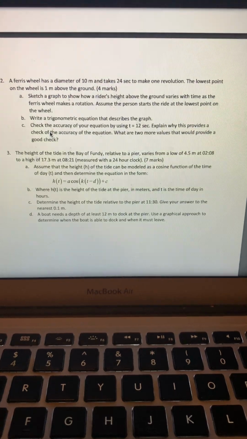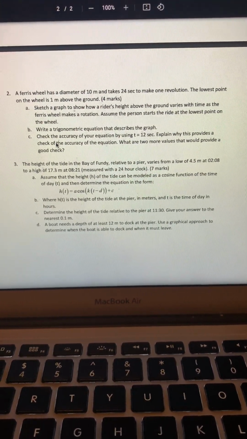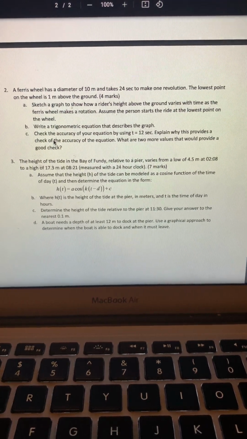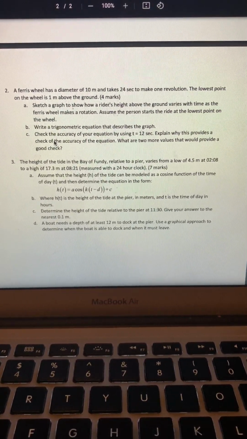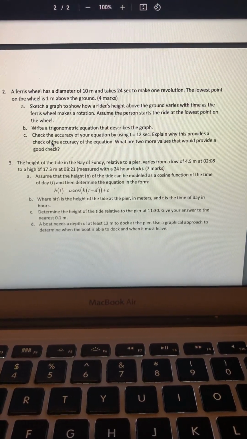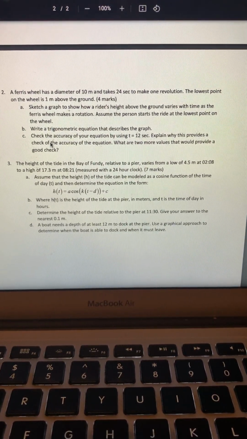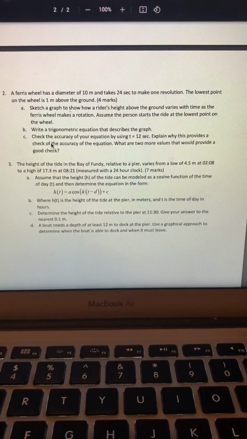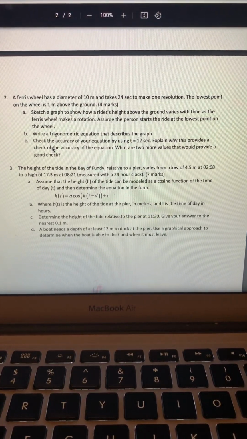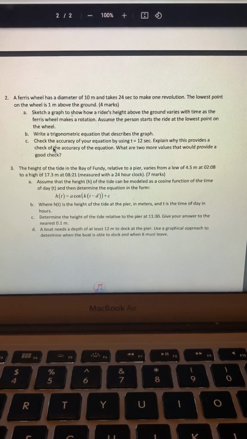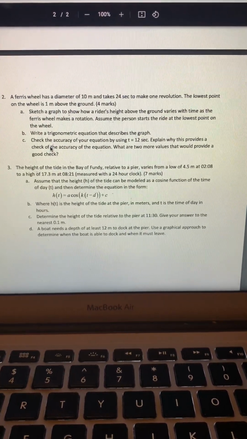Question 3 asks, the height of the tide in the Bay of Fundy relative to a pier varies from a low of 4.5 meters at 2:08 to a high of 17.3 meters at 8:21, measured with a 24-hour clock. Assume that the height h of the tide can be modeled as a cosine function of the time of day, t, and then determine the equation in the form height at time t equals a cos of k times t minus d, plus c.